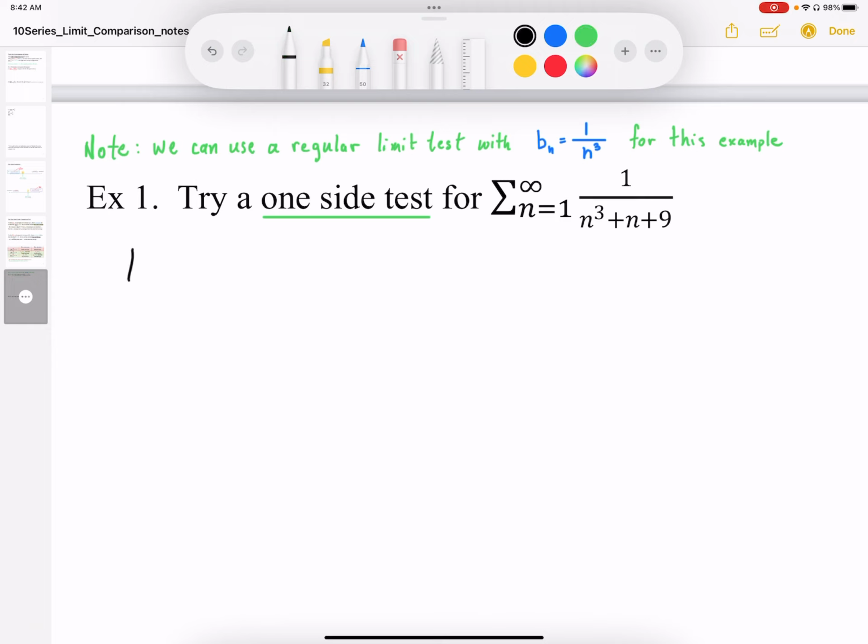So the limit as n approaches infinity, and we're going to put the expression in the numerator. So 1 over n cubed plus n plus 9. And we're going to compare that to the basel series, which is a converging series, 1 over n squared. Okay, we're going to do this limit to infinity. We'll rearrange this first before we apply the limit.